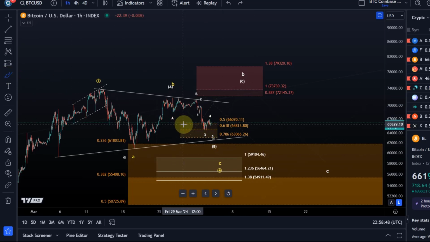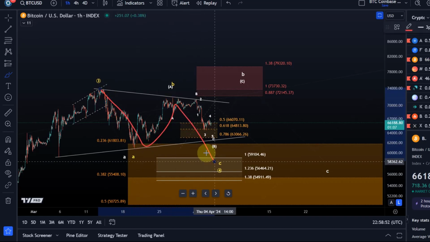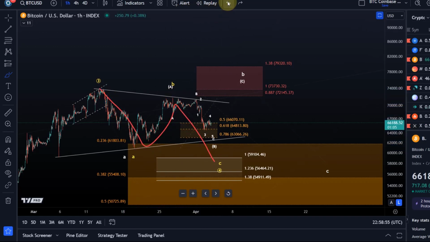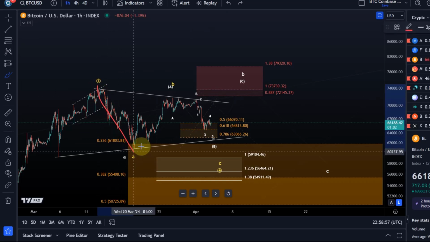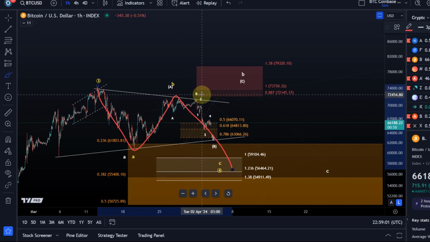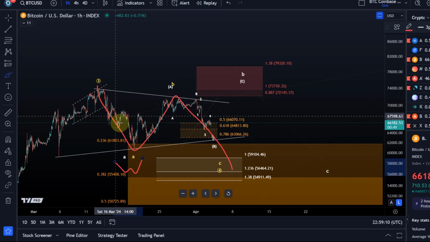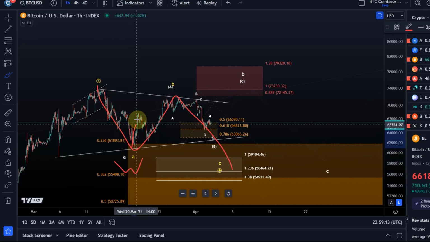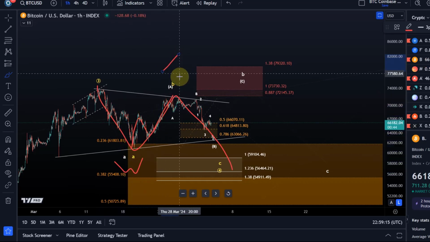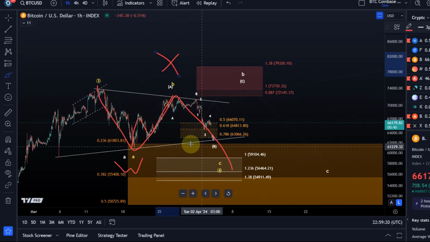Now in the yellow count, there's another way of looking at it, because we have highlighted here A, B, C, but it's also possible that the yellow count is a W, X, Y structure. Why is that so important? What's the difference? Wave A is a 3-wave move. Wave W can also be a 3-wave move. B or X, same structure. So I cannot really say it's WXY or ABC.